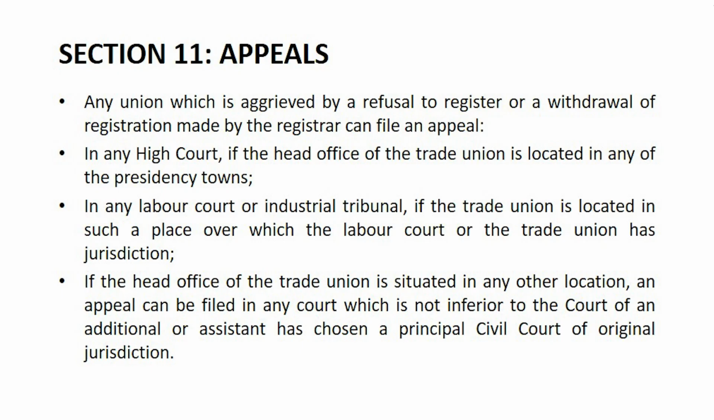Now, in section 11 comes the appeal. Any trade union which is aggrieved by the refusal of the registrar to register it, or by the withdrawal of a registration made by the registrar, can go for an appeal. Because the registrar is not making the registration of the trade union, or if the registration has been done, then the registrar has withdrawn this registration, we have the grounds to go for the appeal.